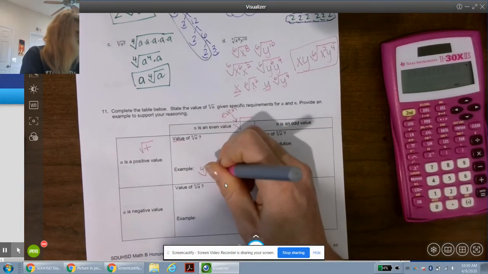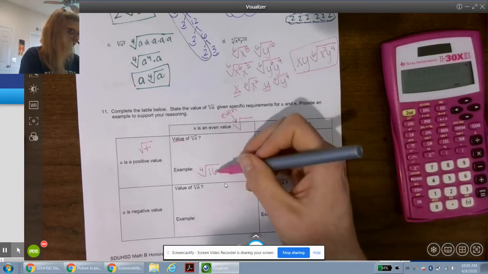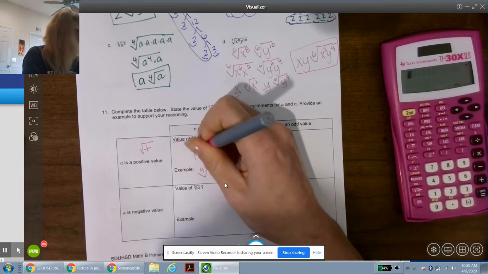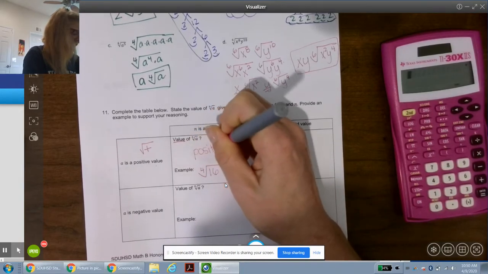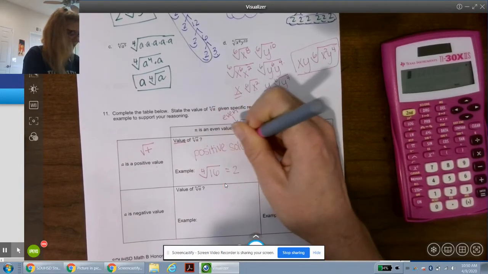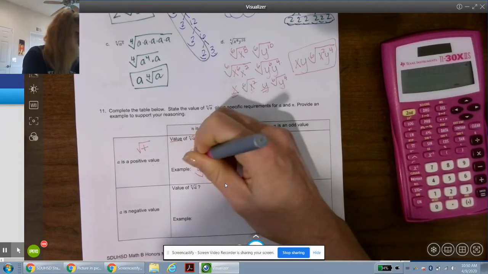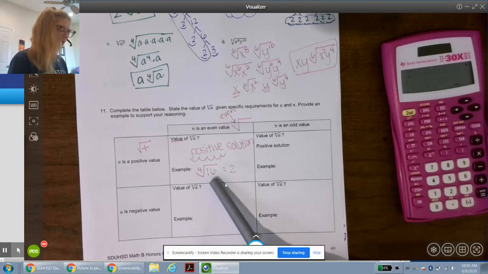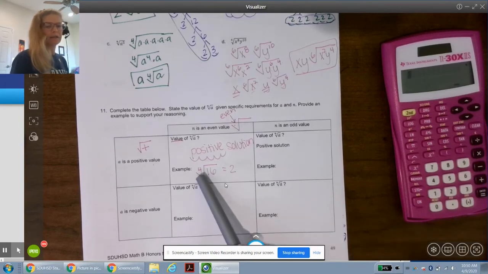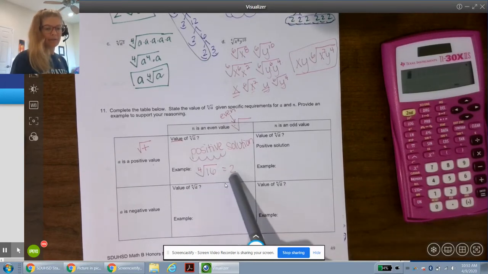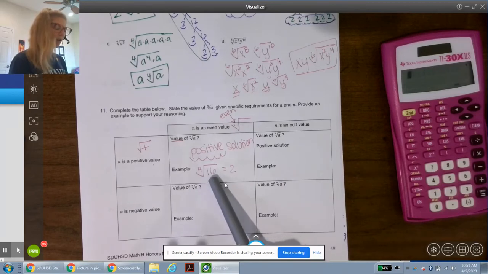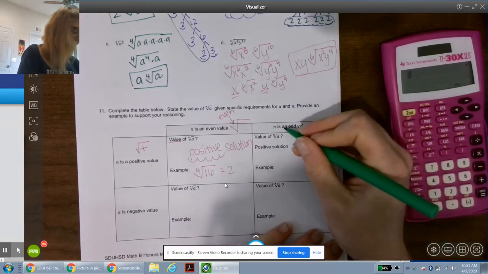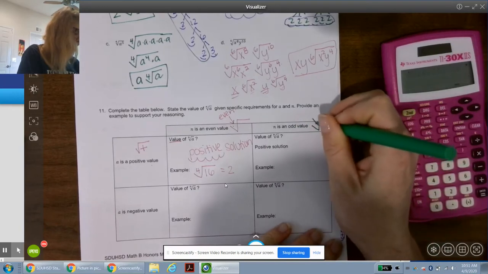The 4th root of 16 is 2. So it's always going to end up being a positive solution. It's going to be positive because this is a positive number and this is an even index: a positive number times itself 4 times will get you a positive number.